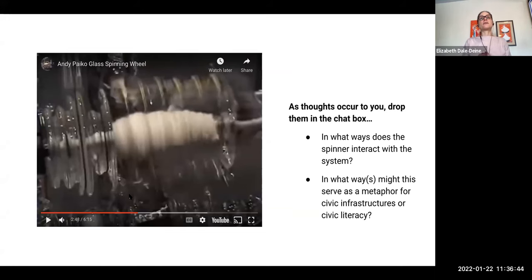So the necessity of civic education is partly like, if you don't know how to use the system, if you don't know where you fit into it, if you don't know the pressure points or leverage points, it's really hard to engage with it in a way that is empowering.